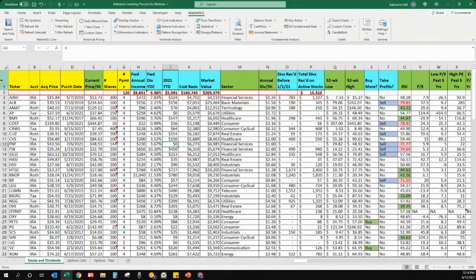Okay, so the yellow fields, I'm getting some feedback. Okay, I think that's better, thank you.